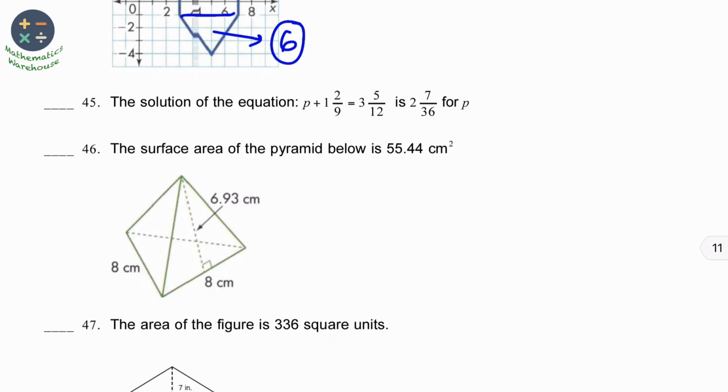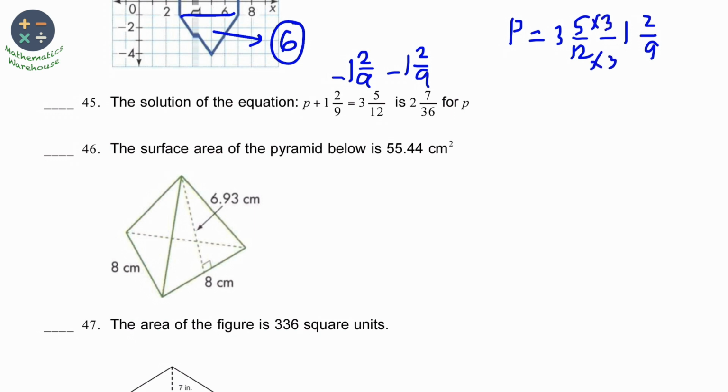Next one, the solution of the equation is 2 and 7 over 36. Let us check. This equation is addition, so we have to subtract 1 and 2 over 9 from both sides. So now B equals 3 and 5 over 12 minus 1 and 2 over 9. To unify the denominators, we have to multiply each of 12 and 9. Multiply 12 by 3 to get 36 and multiply 9 by 4 to get 36.